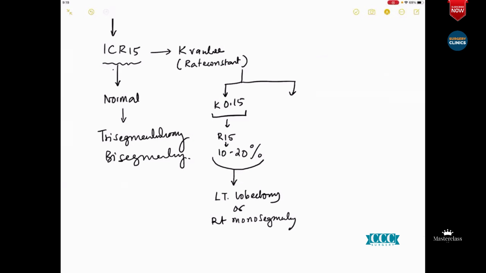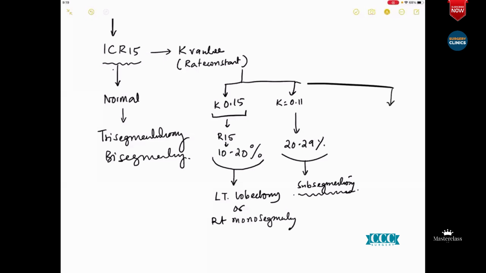That means in the right liver, maybe one segment. Now, if the K value is 0.1, that means the R15 value is 20 to 29%. Technically, the maximum is something called subsegmentectomy, which is a new addition to the Brisbane terminology.